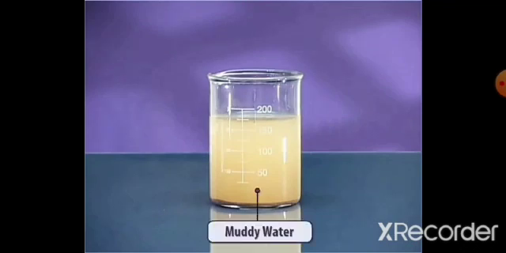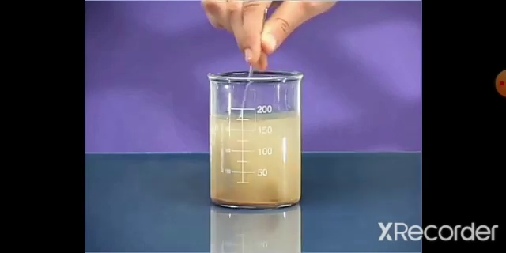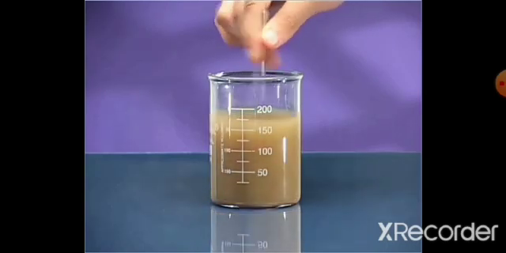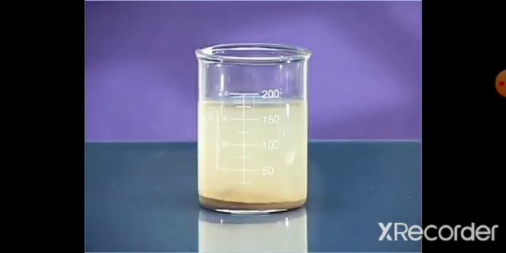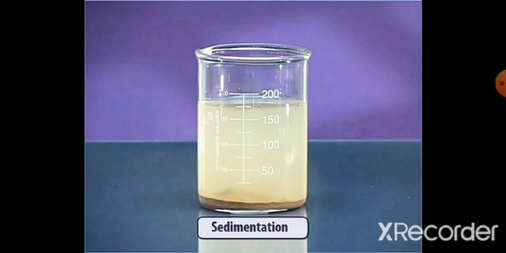Take some muddy water in a beaker. It is a mixture of soil and water. Stir this mixture well and leave to settle for half an hour. The mud settles down at the bottom of the beaker by the process of sedimentation.